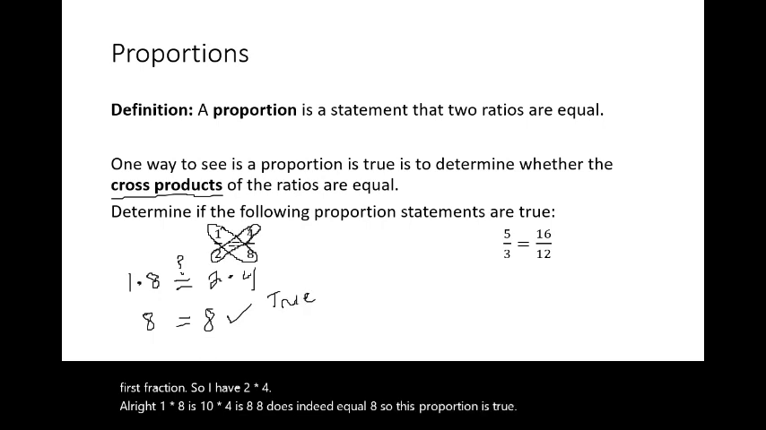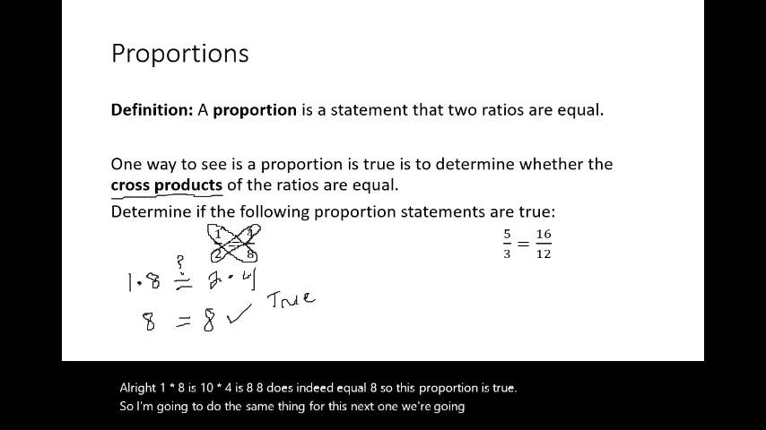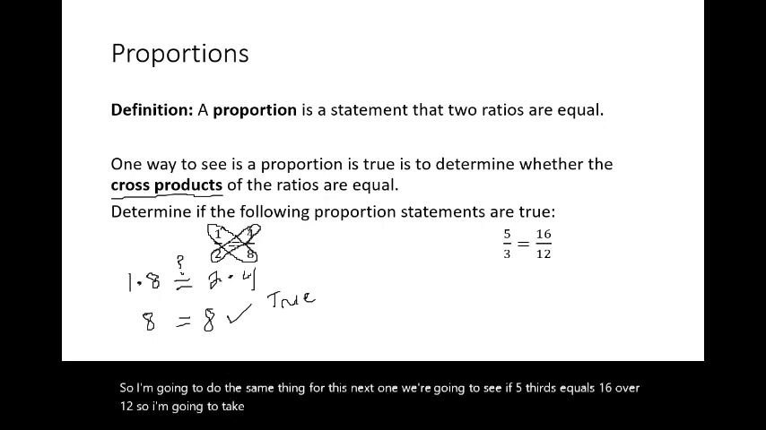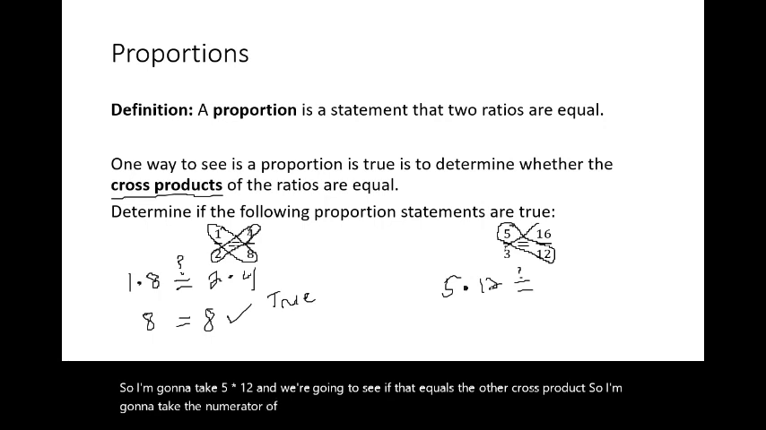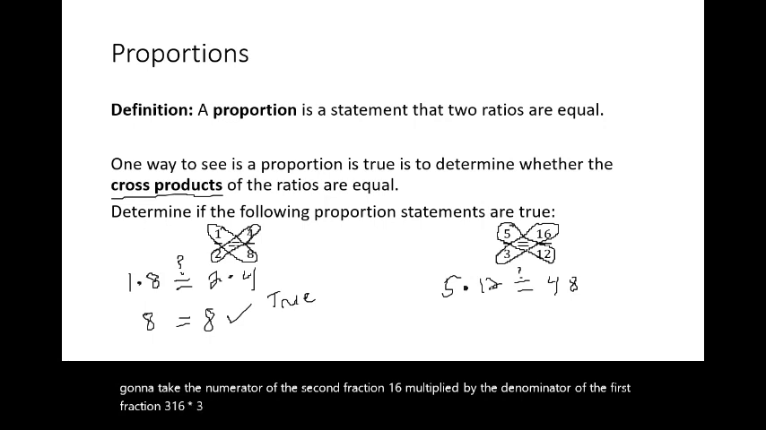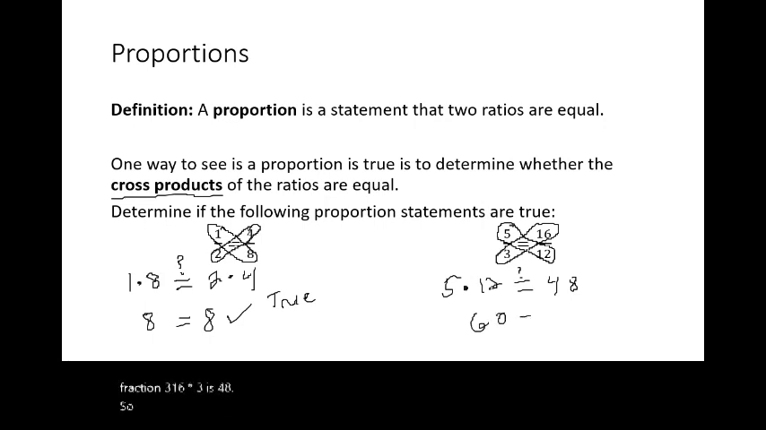So I'm going to do the same thing for this next one. We're going to see if 5/3 equals 16 over 12. I'm going to take the numerator of the first fraction and multiply it by the denominator of the other fraction. So I'm going to take 5, multiply it by 12, and we're going to see if that equals the other cross product. So I'm going to take the numerator of the second fraction, 16, multiply it by the denominator of the first fraction, 3. 16 times 3 is 48. So 5 times 12 is 60. 60 does not equal 48. So this proportion is not true. This proportion is false.